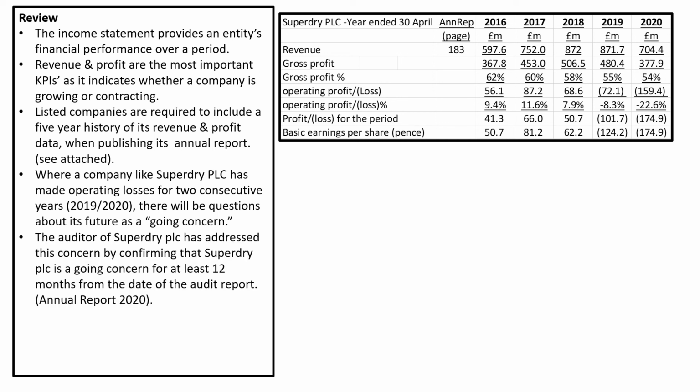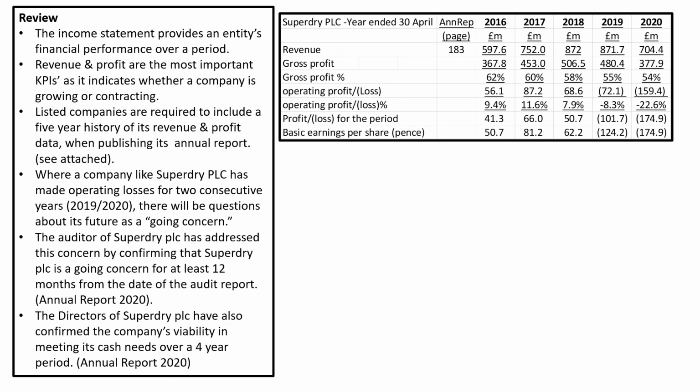The auditors of Superdry PLC have addressed this concern by confirming that Superdry PLC is a going concern for at least 12 months from the date of the audit report. The directors of Superdry PLC have also confirmed the company's viability in meeting its cash needs over a 4-year period.